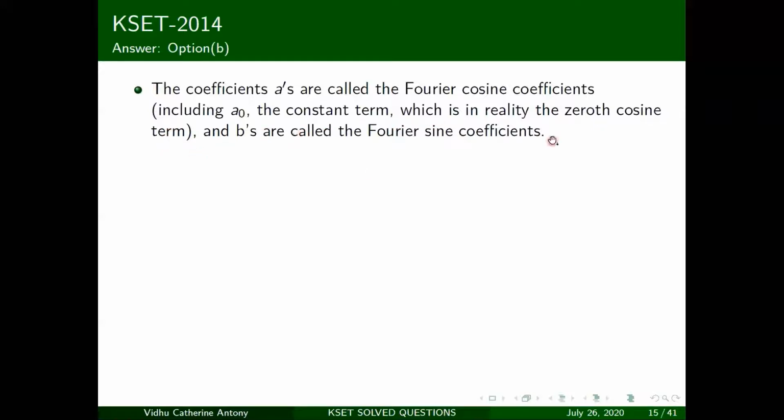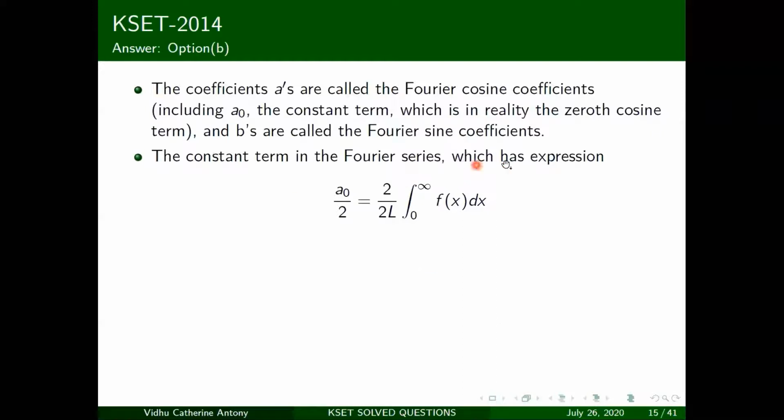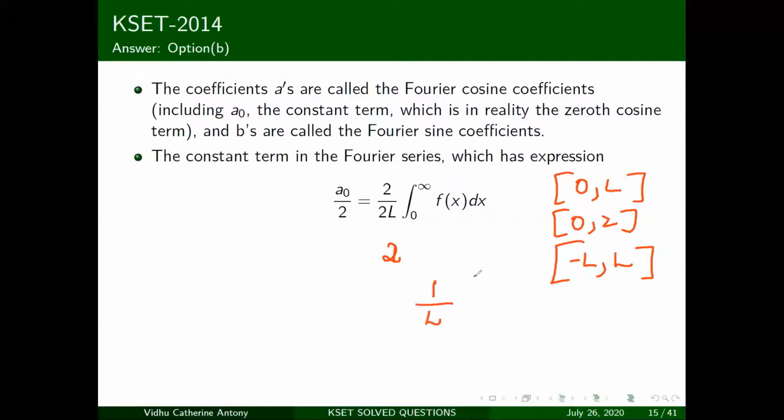And your B's are called the Fourier sine coefficients. So the constant term basically has an expression like this, A naught divided by 2. Now the interval that I have is basically from 0 to L, okay, it's basically from 0 to 2. So I end up having to multiply this whole thing by 2. If I have an interval from minus L to L, I have to do this, okay? So I end up having 1 divided by L integral from minus L to L f of x dx, if that is the range, okay? If this is the range and if you have from 0 to L, this is your definition of your constant term. And also remember that the constant term includes this, okay?